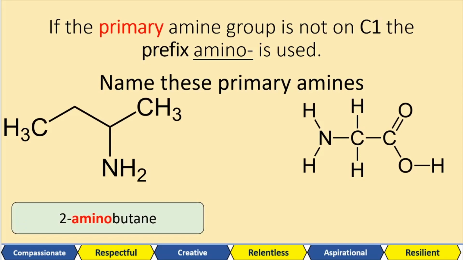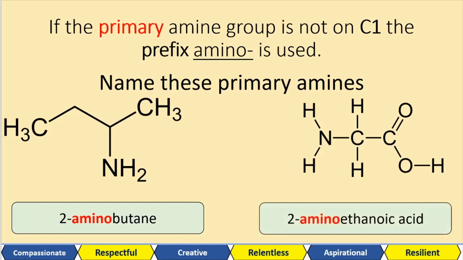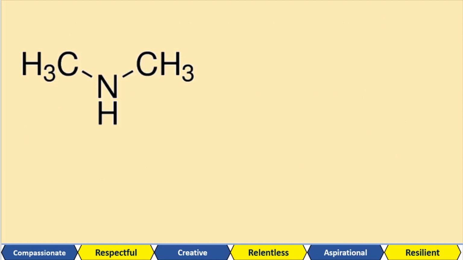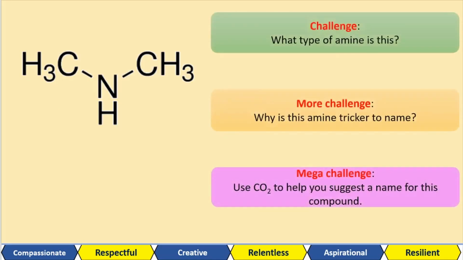And on the right hand side, we can see the functional group there is carboxylic acid. And it's 2 carbons, so that's ethanoic acid. And position 1 obviously will be that carbonyl carbon. And the amino is attached to the second carbon. So that's 2-aminoethanoic acid. Okay, have a look at this structure now and have a go at these challenge questions.